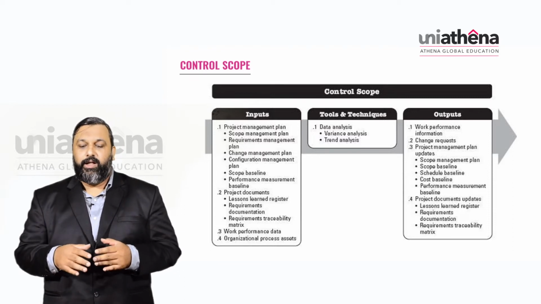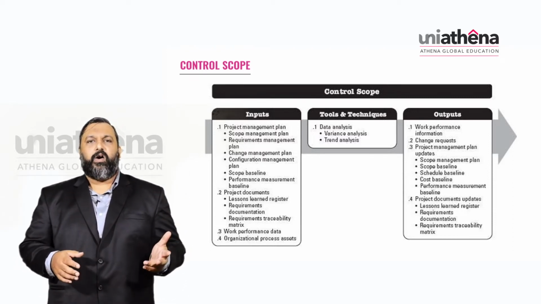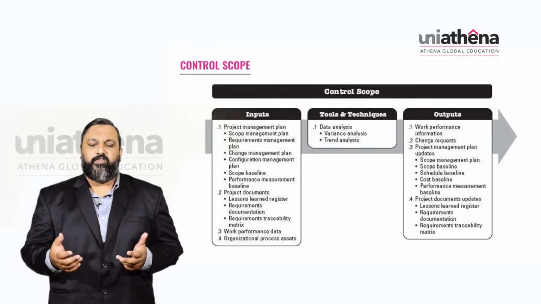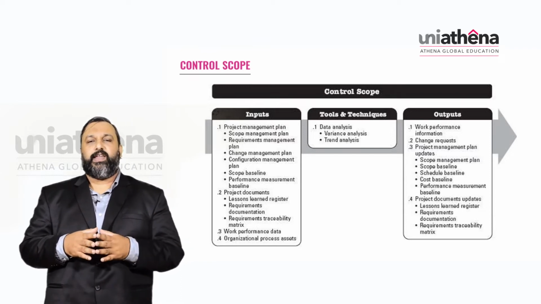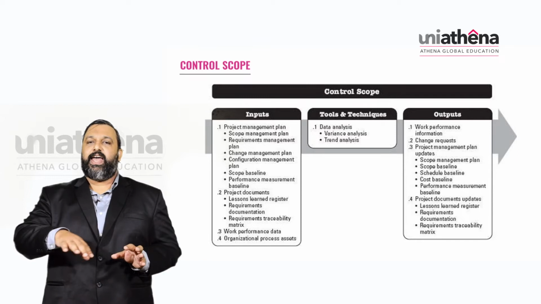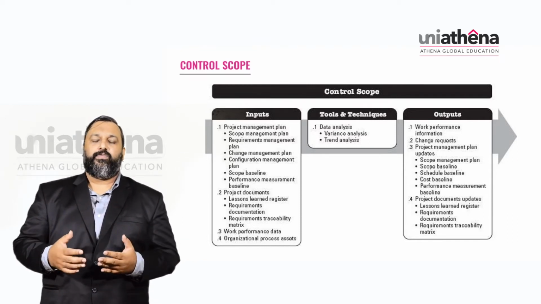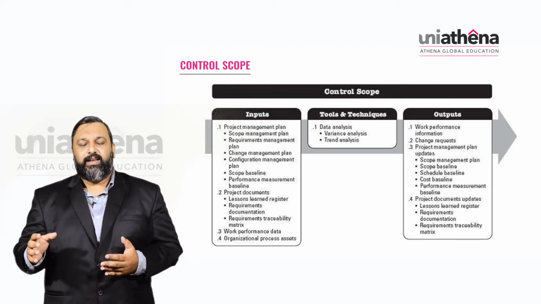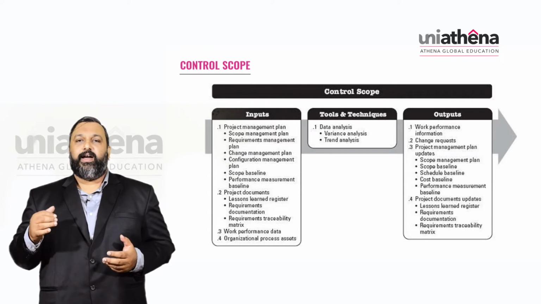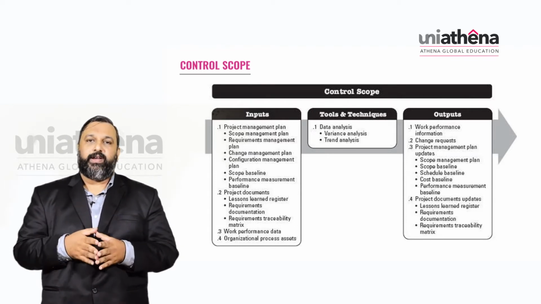So in a nutshell, your control scope process uses all the project management plans, the project documents, the work performance data and organizational process assets as the inputs. Then you have trend analysis or variance analysis as the tools used to do the process, and we get as an output the work performance information and updates regarding the project management plan, and you have the project document updates too.